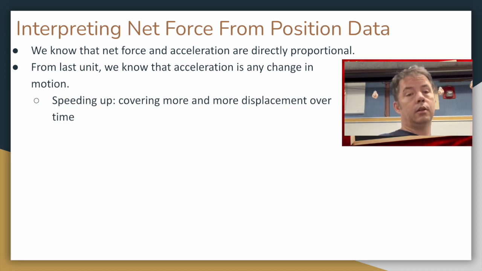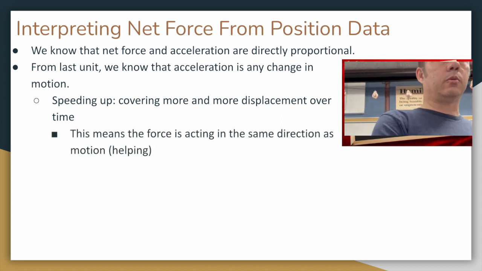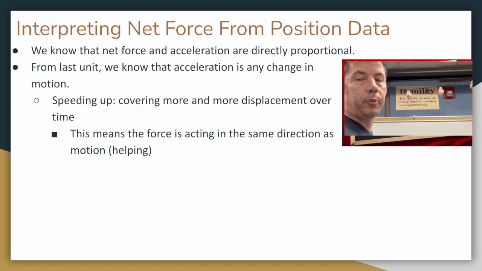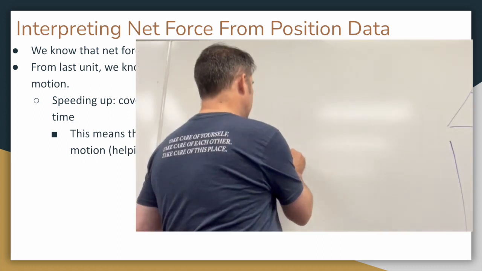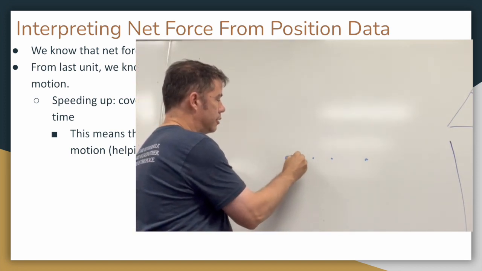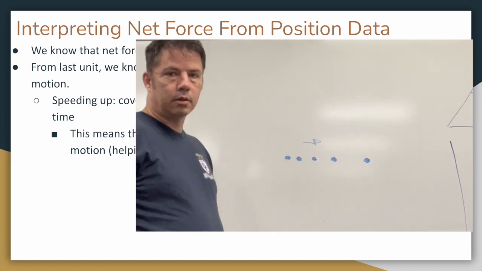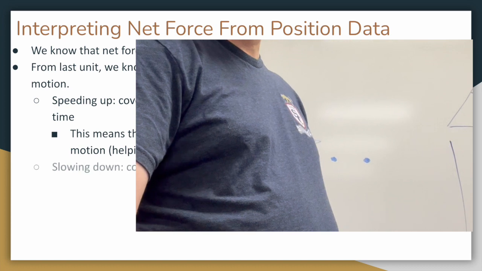So in other words, speeding up means I'm going to cover more displacement over time. So I'm going to go further in a single instant. So a high displacement is a big change. A small change. Okay? So if both of those took only 1 second, which one had the higher velocity? The one with the bigger change. So this means the force is acting in the same direction as motion, helping. So in other words, if I'm speeding up, something has to be causing me to speed up. So if I'm speeding up, getting farther apart each second, something has to be pushing me. So the force is going to be acting in the same direction, helping me.